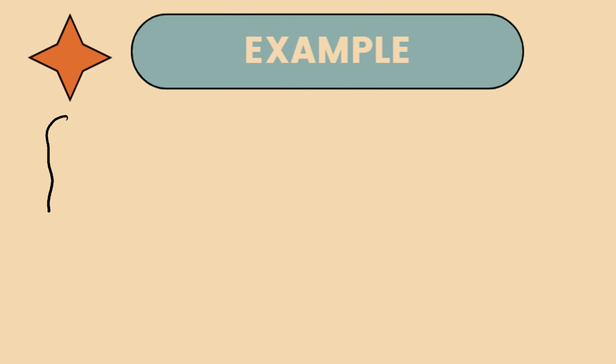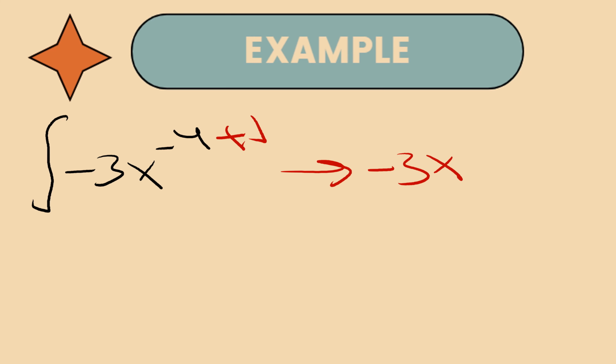If we are asked to integrate negative 3x to the power of negative 4, how should we do that? As I said, the rule is add 1 to the power, which gives negative 3x to the power of negative 3, and then I divide by the new power, which is negative 3, so it would be x to the power of negative 3.